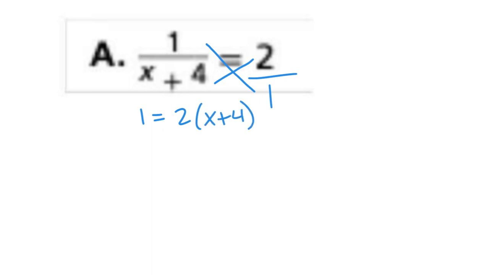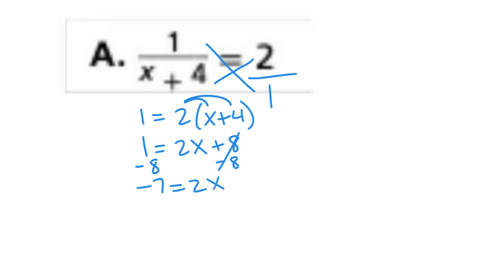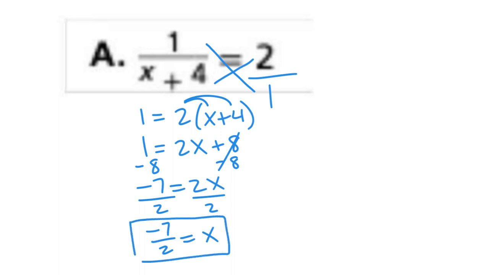Now that I've done that, I can just solve the way I normally would solve. So I'm going to distribute, multiply this all out. 2 times x is 2x. 2 times 4 is 8. And then I'm going to start to solve for that x. I'm going to subtract 8 on both sides, giving me -7, and I'm going to divide by 2, giving me x is equal to an ugly fraction. I'm going to just leave it as that. I'm not going to put it as a decimal. You could put it as a decimal if you really wanted to.